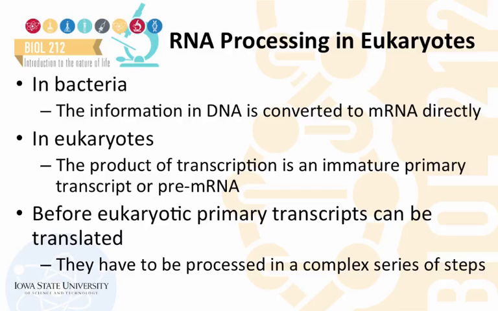In bacteria, the information in DNA is converted to mRNA directly. Note here that bacteria don't have a nucleus, and so as soon as the mRNA molecules are synthesized, they can be used to make new proteins inside the cell. In eukaryotes, before the information in mRNA can be used to synthesize proteins, the immature primary transcript or pre-mRNA needs to undergo certain processing steps in order to prepare for translation.